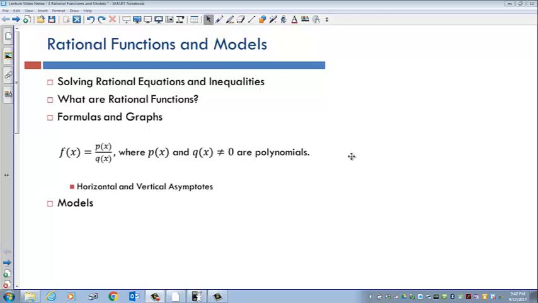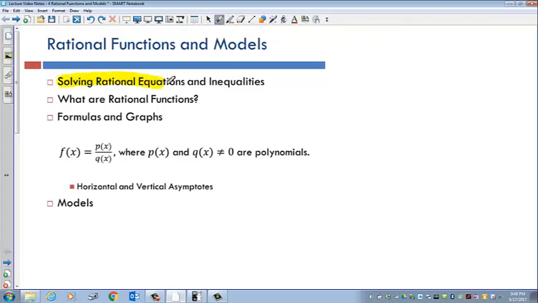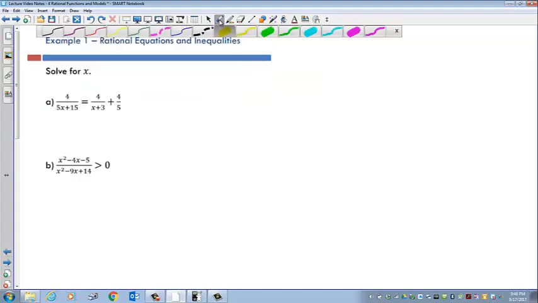In this video, we're going to talk about rational functions and models. We're going to start with a review on how to solve rational equations and inequalities. So let's take a look at the first example. In the first example, we have what's called a rational equation. This is because you basically have a polynomial on the bottom and a polynomial on the top.